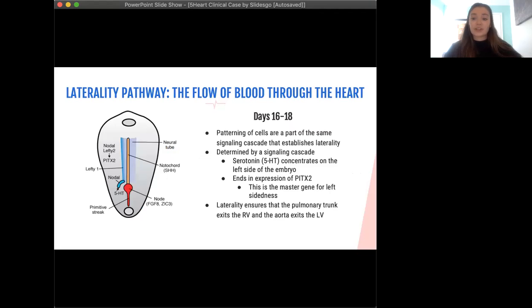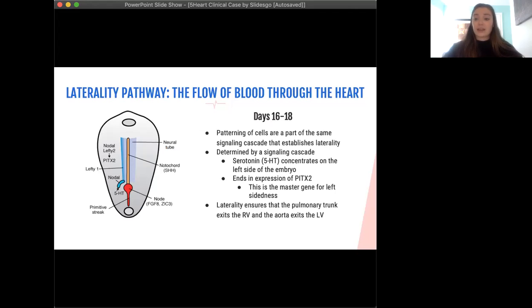Patterning of cells that will eventually end up in the left or right sides of the heart follow the same laterality signaling cascade. Cells in the secondary heart field also contribute to the laterality. Cells on the right side of the heart will end up forming the left blood outflow tract, and then those on the left side of the heart will contribute to the right blood outflow tract. And then this is what explains the spiraling of the great vessels that we see in a normally developed heart.